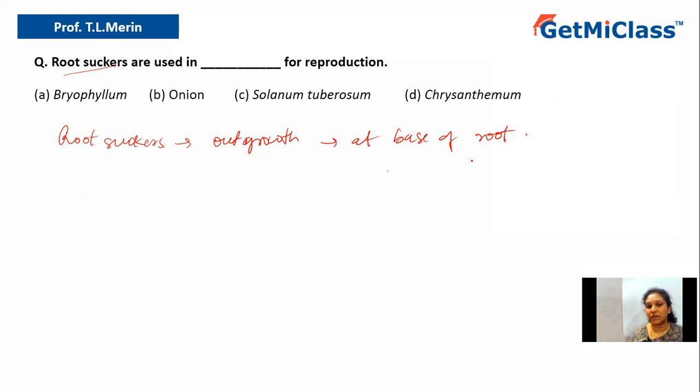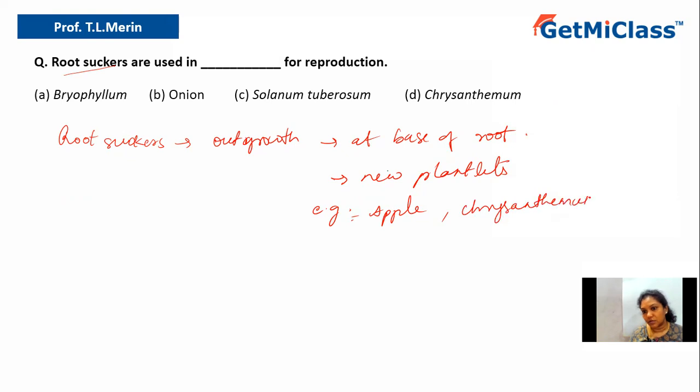Near the root they grow, and whenever it is needed, what happens? These suckers will sprout into new plantlets, and these will give rise to new plantlets. If I have to give you an example of root suckers, you can see root suckers in case of apple and in case of chrysanthemum, etc. So basically, these are utilized for vegetative propagation.